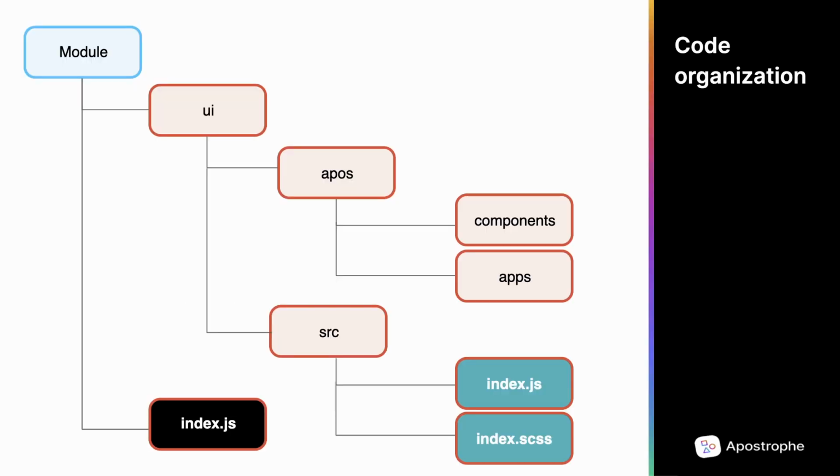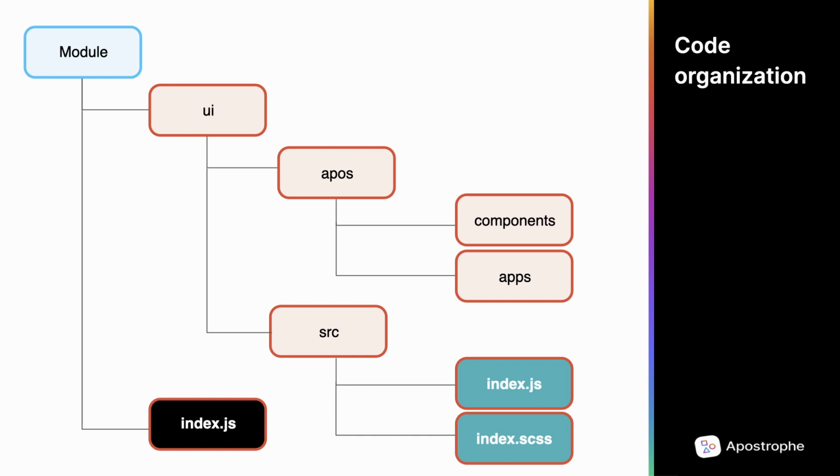Before adding that code, let's briefly review Apostrophe project code organization. Code that extends the app functionality is typically added into the ui/apos folder of a module. Within this folder, there can be any number of folders, but two common ones are the components and apps folders. The components folder is used when adding custom view components to the admin UI. In this case, we are going to add code to the apps folder.